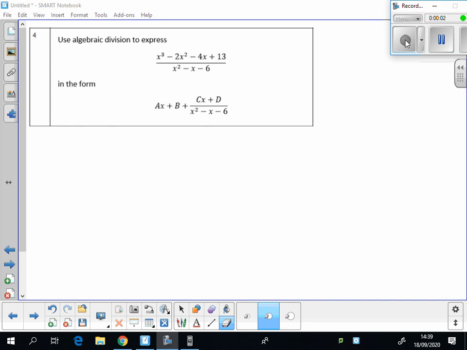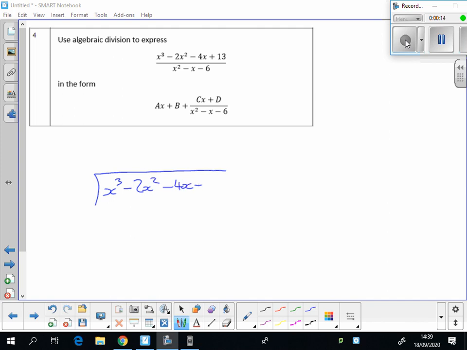So the last question is doing some long division, and there'll be different methods of doing the long division. So let's start with the traditional long division method. So we write out all of this, and we're dividing it by x squared minus x minus 6.